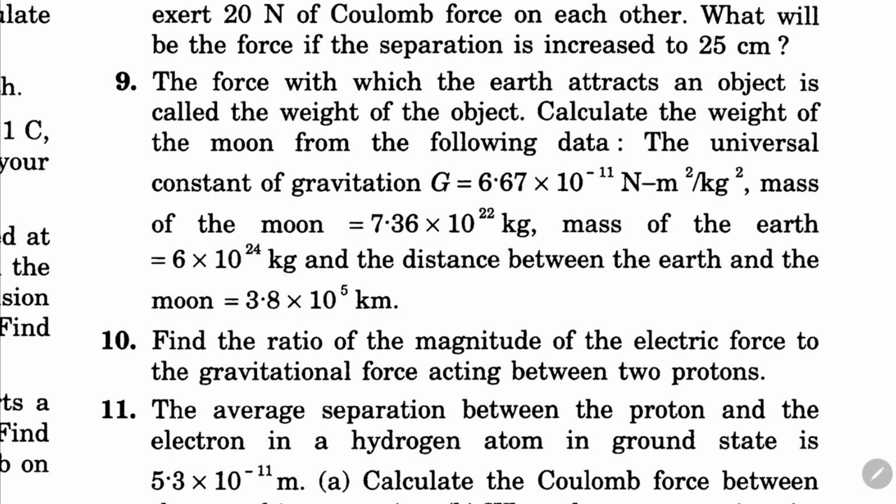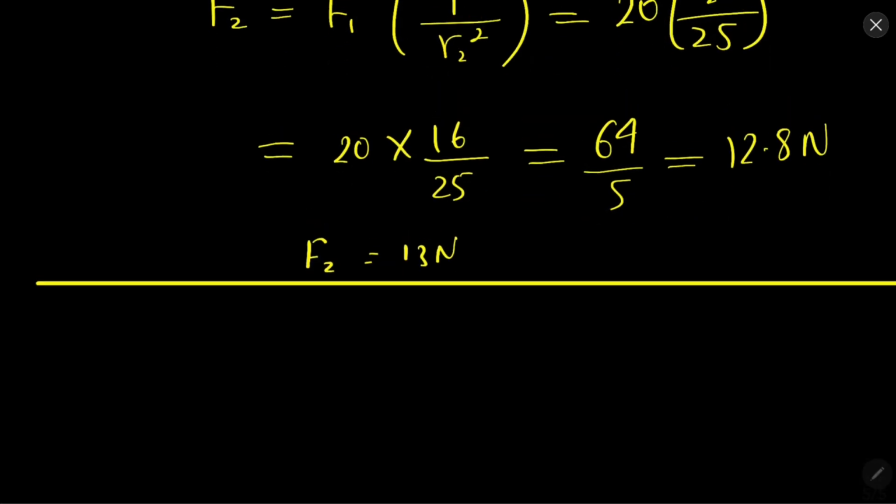Now in the 9th question we have a force with which the earth attracts an object. So obviously we know that that force is called the weight of the object. So you have to calculate the weight of the object on the moon using the following data. So obviously the weight will be different on earth and weight will be different on the moon, okay? So this is the 9th question.